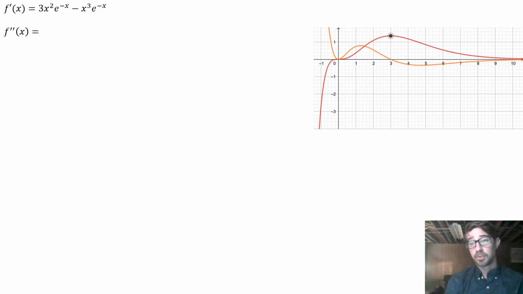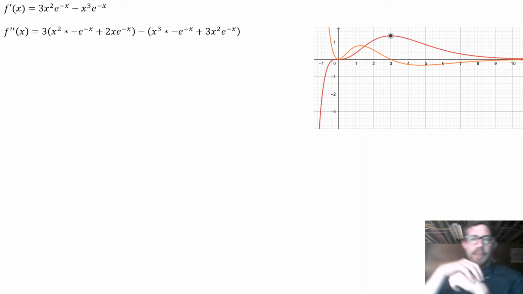So product rule on both of those terms, right? The 3 can stay outside, so it's x squared times negative e to the negative x plus 2x times e to the negative x, and then minus parentheses, don't lose the parentheses there, x cubed times negative e to the negative x plus 3x squared times e to the negative x. So 2 product rules, so now we have 4 terms in this.